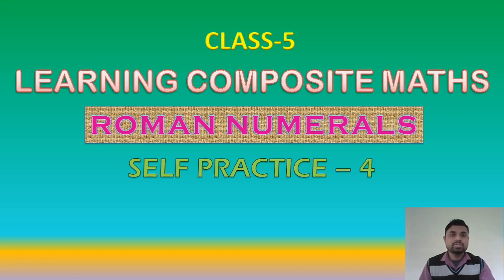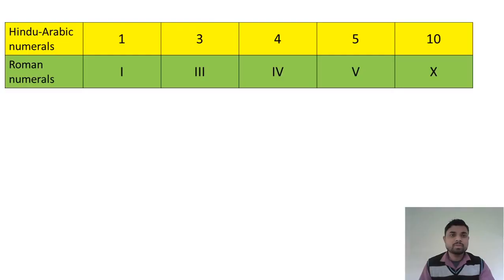Dear students, today I am going to discuss a new chapter from your Learning Composite Mathematics book, that is Roman numerals. Okay, dear students, in your previous class you have learned the Roman numerals of these numbers. Roman numeral of 1 is here, 1. Roman numeral of 3 is this. Roman numeral of 4 is this. You have learned it in your previous classes. These numbers are called Hindu Arabic numerals and these numbers are called Roman numerals.